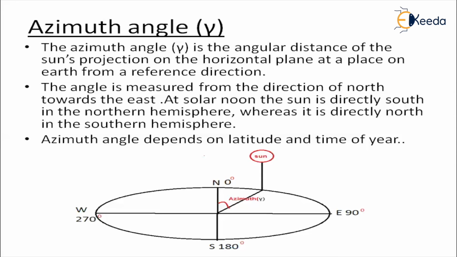At noon, the sun is directly south in the northern hemisphere, whereas it is directly north in the southern hemisphere. That is why in the northern hemisphere we always mount the panel facing south. So what does it depend on? It depends on the latitude and the time of the year.